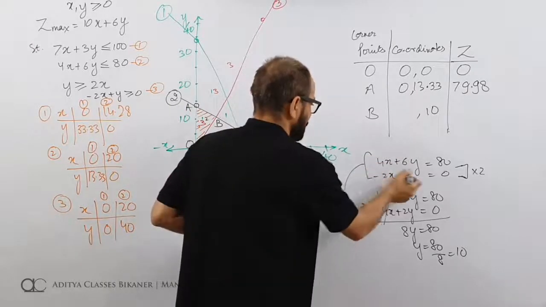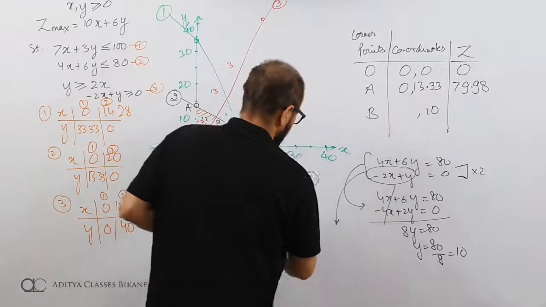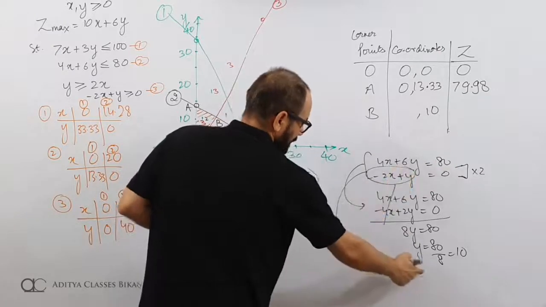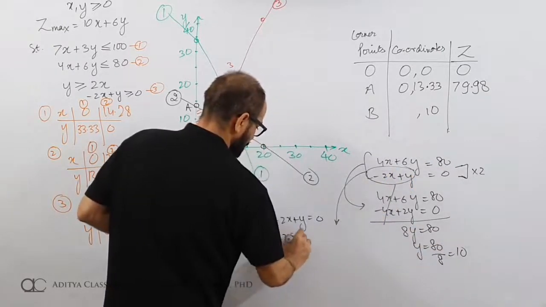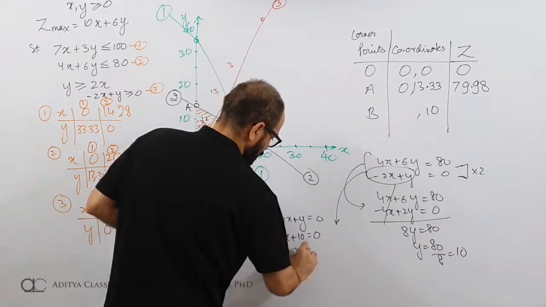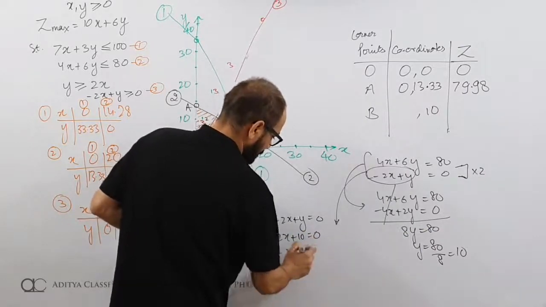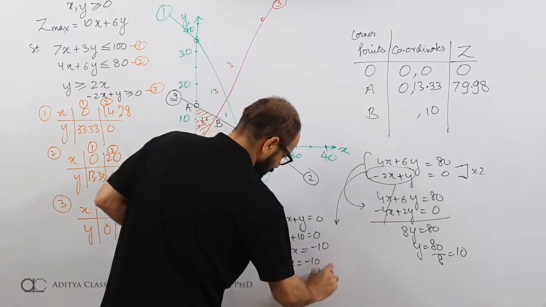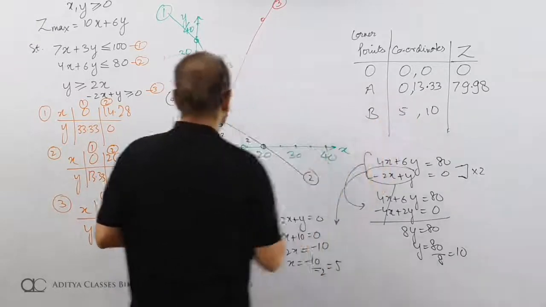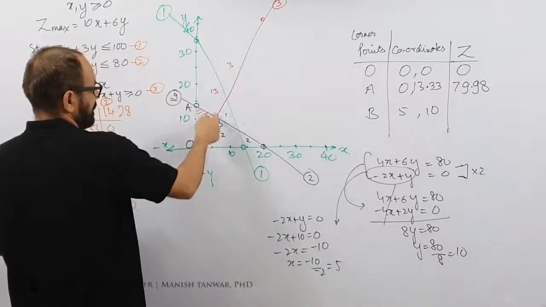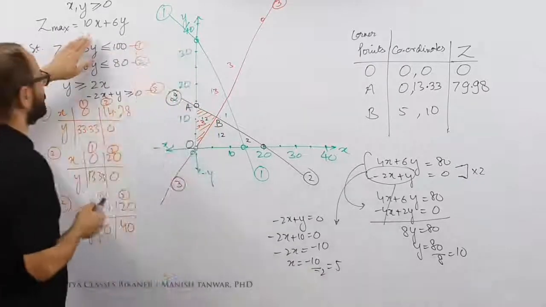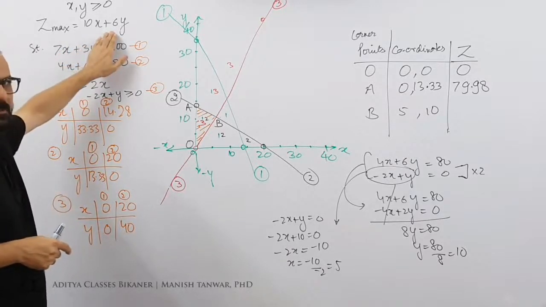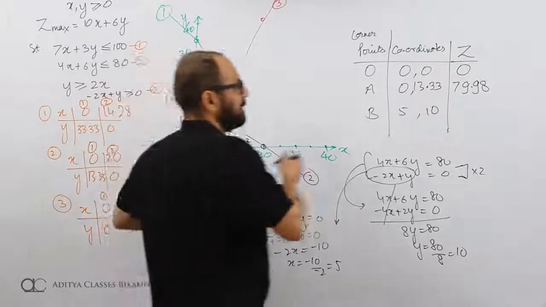Now, you can put y as 10 in either of these equations. Let us say we take this one: minus 2x plus y is equal to 0. This is the constraint. I will put y is equal to 10. Minus 2x plus 10 is equal to 0. Minus 2x is equal to minus 10. X is equal to minus 10 upon minus 2, making it 5. This point is 5 and 10. How much will be the value of Z for this? 10 into 5 is 50. 6 into 10 would be 60. So, 50 plus 60, 110.